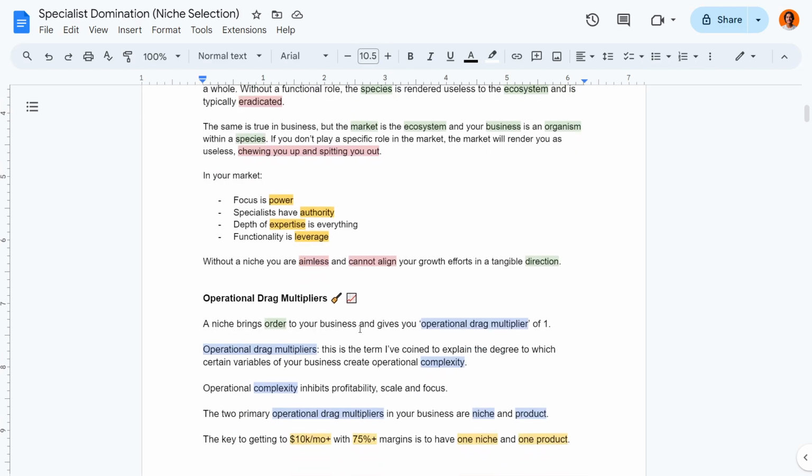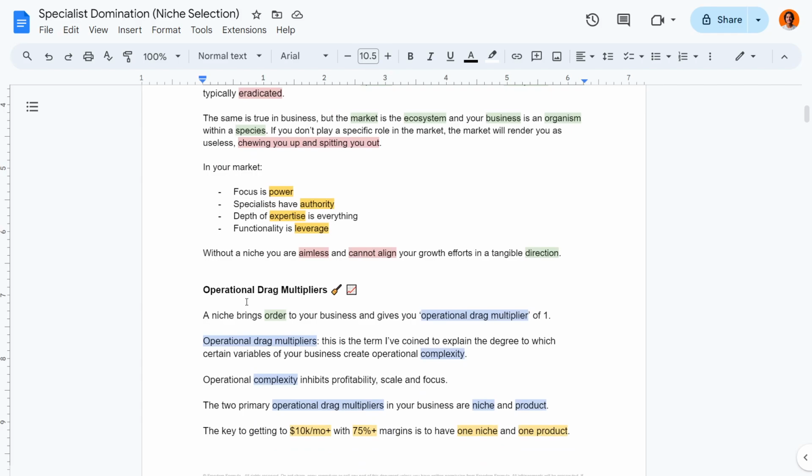To understand this even more, let's talk about a term that I coined called operational drag multipliers. A niche brings order to your business and gives you an operational drag multiplier of 1. By order, I mean that when you have a particular niche, everything in your business happens in one particular order. By operational drag multiplier, I mean friction. When there is a client in your agency and you need to provide them service, there are operations taking place, right? And every operation has some kind of resistance or friction in it, right?